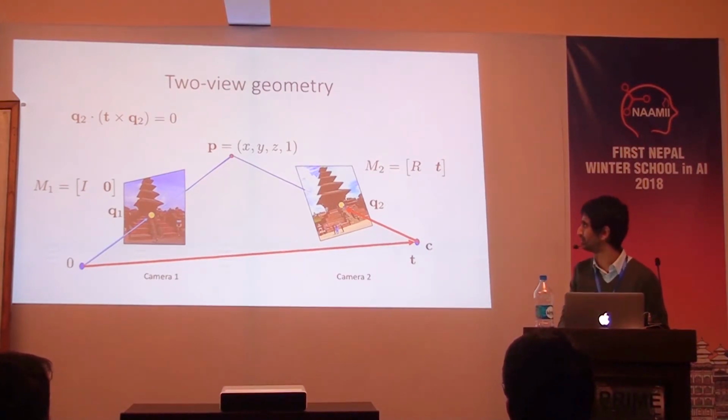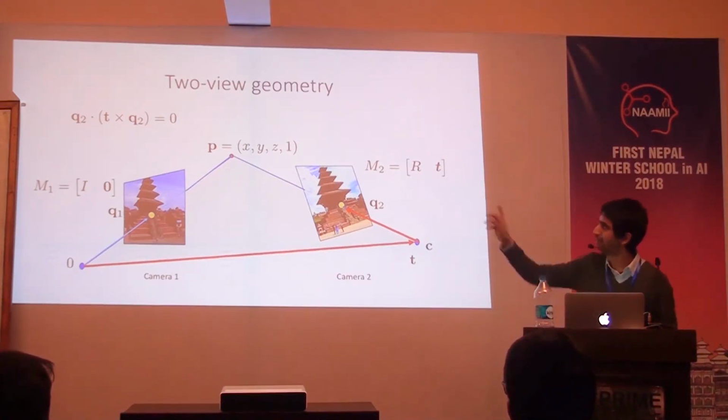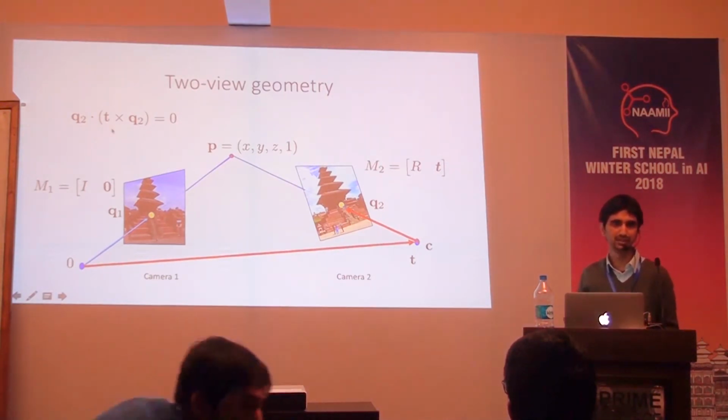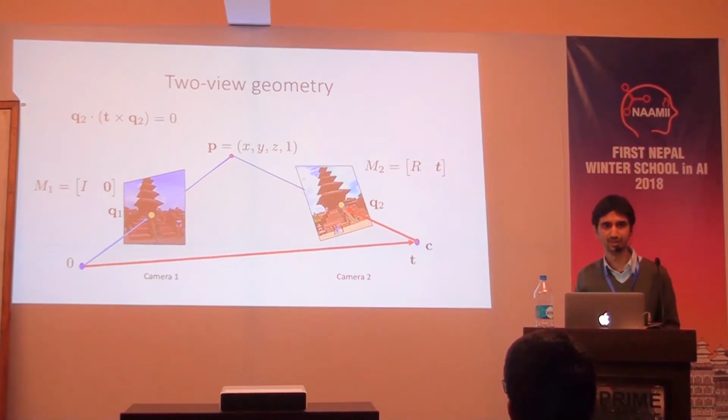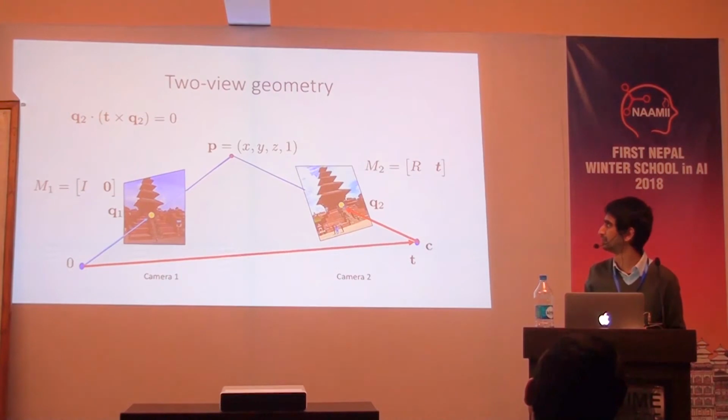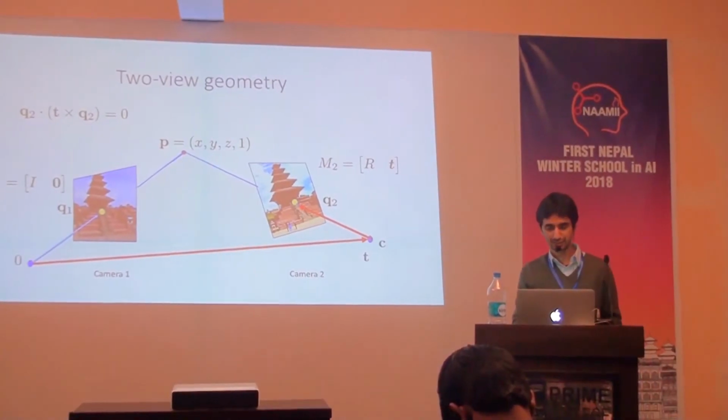So what will be the dot product of this outward-going T cross Q2 with Q2? This is true for any cross product and dot product, right? If you have A cross B and you do a dot product with A, this will be 0 because the angle between these two vectors is 90 degrees, perpendicular. So we have the relation Q2 dot (T cross Q2) equal to 0. Now to derive the relationship between Q1 and Q2, we need to express Q2 in terms of Q1. So let's move forward.